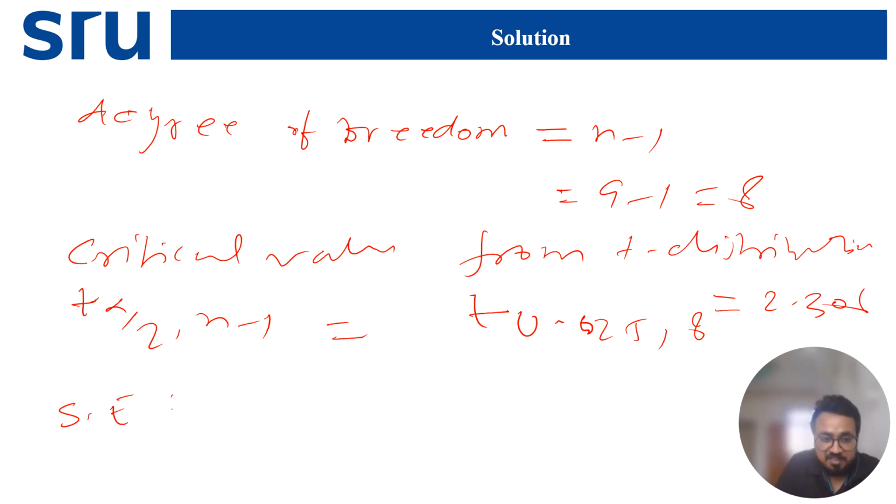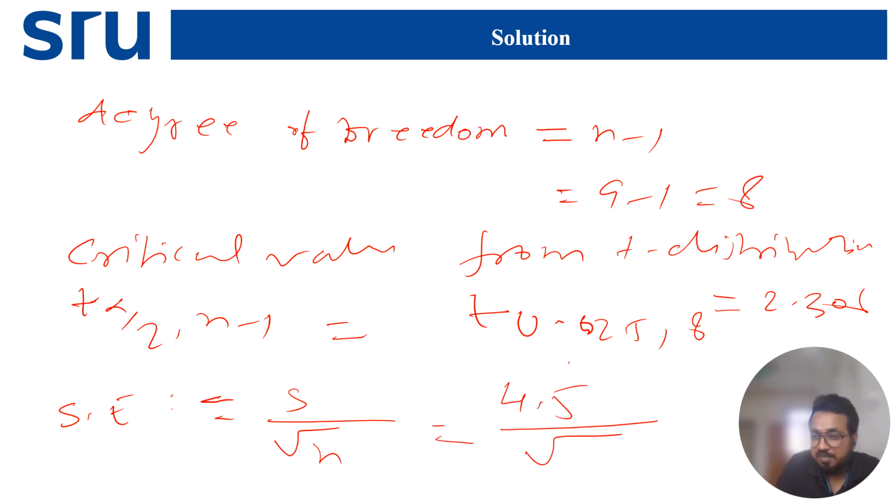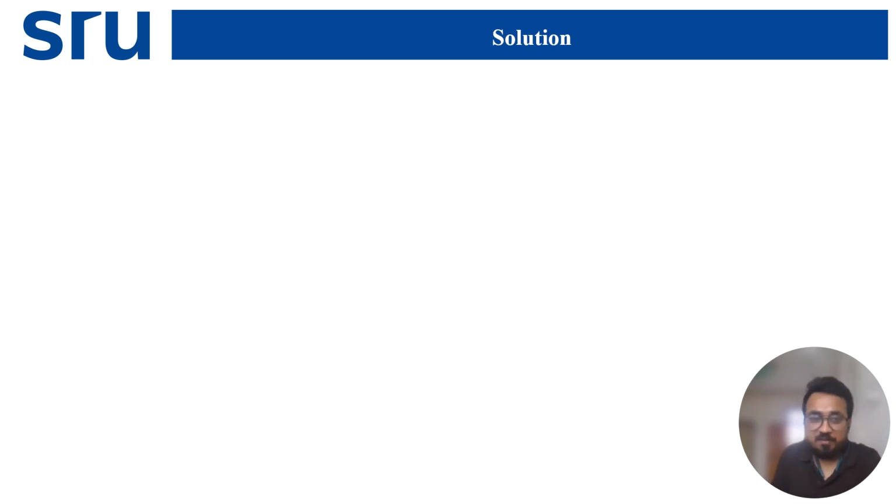Okay, now what is standard error here? Standard error SE will be S by square root of n, because here the sample standard deviation is given. And S is equal to 4.5 here, and n equal to 9. So this is equal to 4.5 by 3. So this is 1.5.